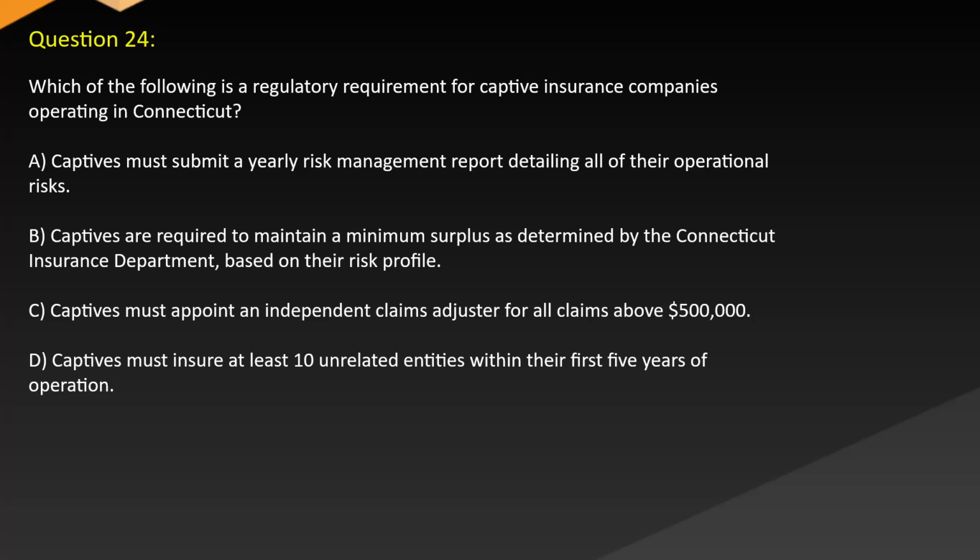Question 24. Which of the following is a regulatory requirement for captive insurance companies operating in Connecticut? A. Captives must submit a yearly risk management report detailing all of their operational risks. B. Captives are required to maintain a minimum surplus as determined by the Connecticut Insurance Department, based on their risk profile. C. Captives must appoint an independent claims adjuster for all claims above $500,000. D. Captives must insure at least 10 unrelated entities within their first 5 years of operation.